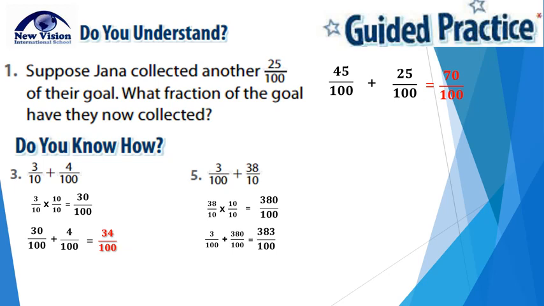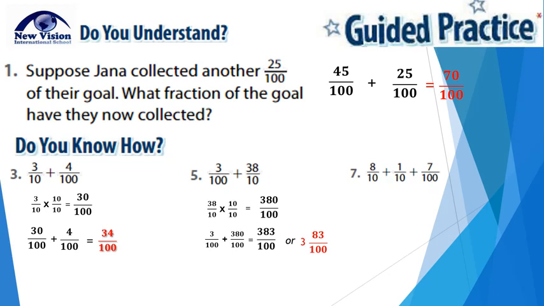383 over 100. What do you notice about the fraction? Very good, it's an improper fraction. So we have to divide it. 383 divided by 100 is equal to, great, 3 remainder 83. So the 3 will become a whole number and 83 is our numerator, and just copy the denominator. So it's going to be 3 and 83 over 100.